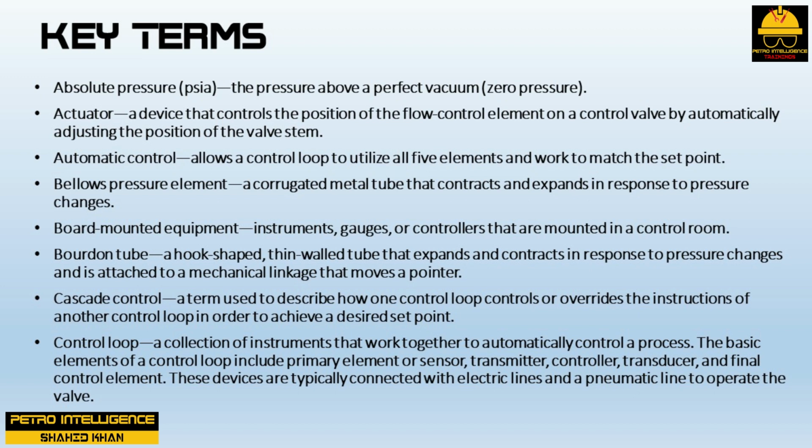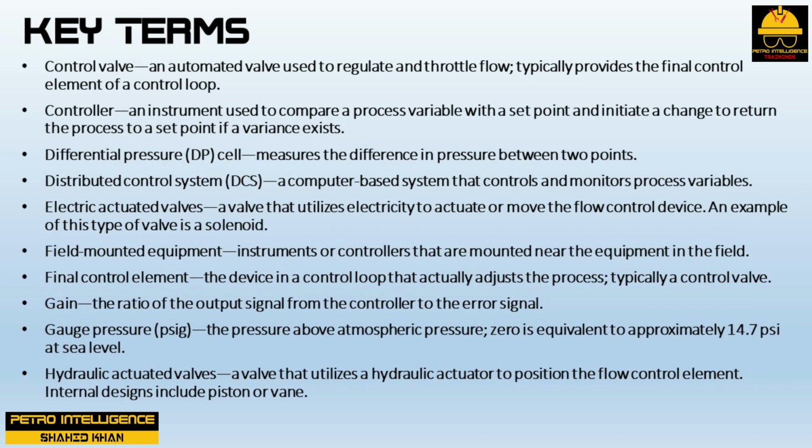Control loop is a collection of instruments that work together to automatically control a process. The basic elements of a control loop include primary element or sensor, transmitter, controller, transducer, and final control element. These devices are typically connected with electric lines and a pneumatic line to operate the valve. Control valve is an automated valve used to regulate and throttle flow, typically provides the final control element of a control loop. Controller is an instrument used to compare a process variable with a set point and initiate a change to return the process to a set point if a variance exists.